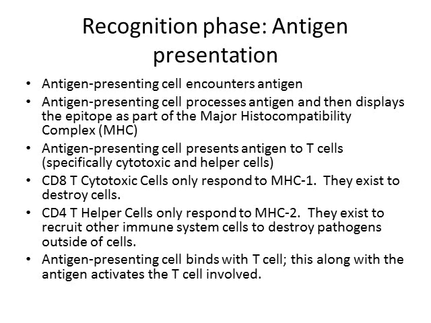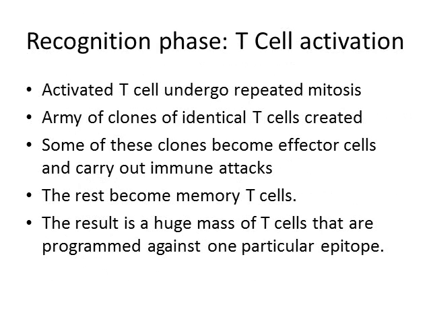Now that a T cell has recognized that there's an epitope, it's going to undergo repeated mitosis, and a clone of identical T cells is going to be created. So it's either a clone army of CD4 cells or a clone army of CD8 cells. Some of these clones will become effector cells and will immediately activate and carry out immune attacks, or in the case of CD4 cells, will start recruiting other cells, while the rest become memory cells. They become dormant and will activate at a later stage if they come across that particular epitope for a second time.